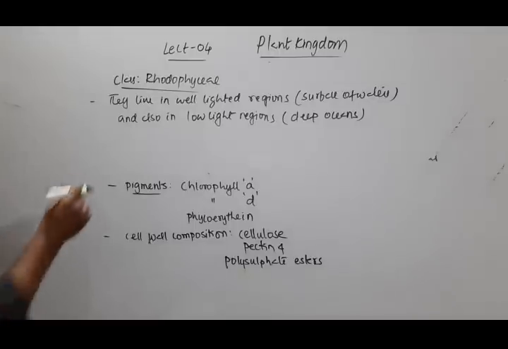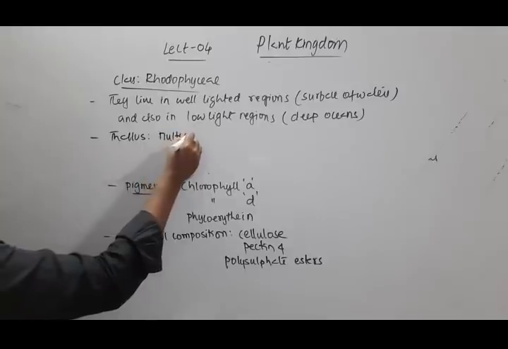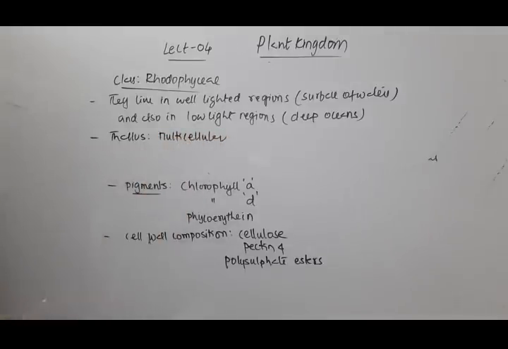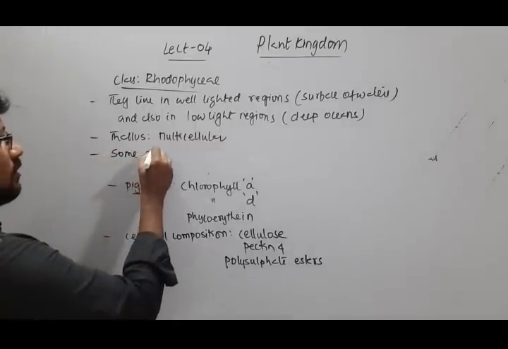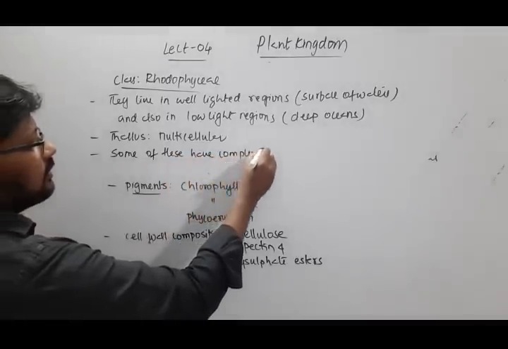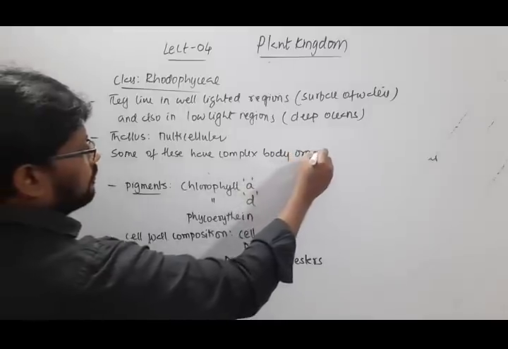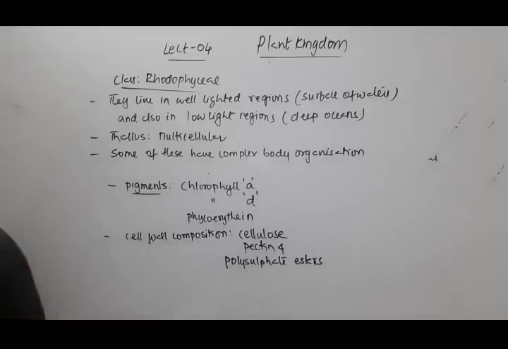Then coming to the thallus. This thallus is multicellular, and we know why we call it a thallus: because the body is not differentiated into root, stem, and so on. Some of these have complex body organization.